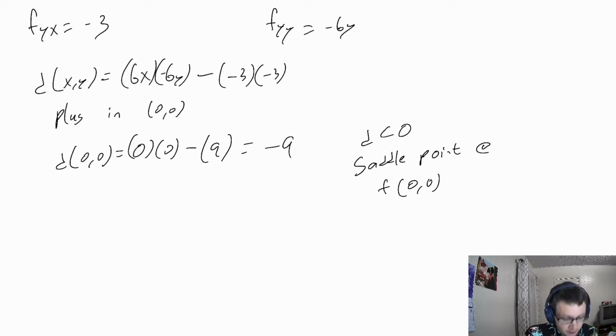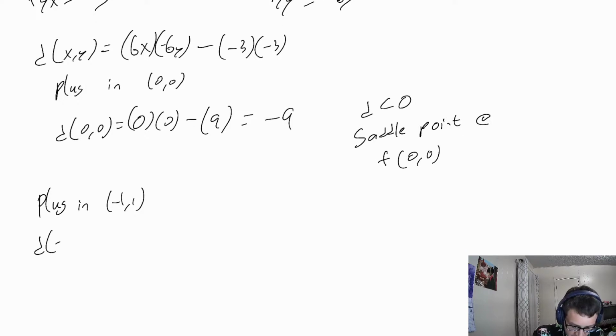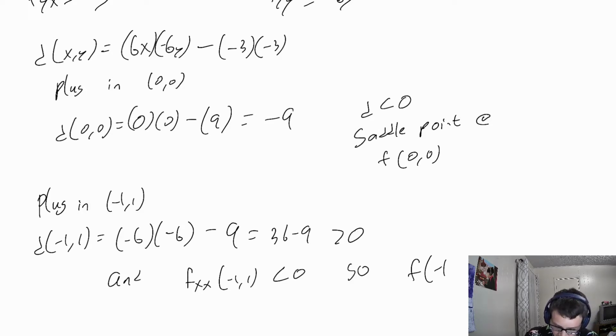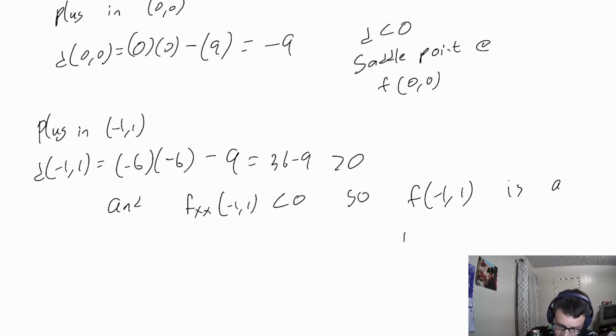And if we plug in the other value that we found, which is (-1, 1), we get D of (-1, 1) is minus 6 times minus 6 minus 9. This is 36 minus 9, which is bigger than 0. And fxx of (-1, 1) is less than 0. So f of (-1, 1) is a maximum.